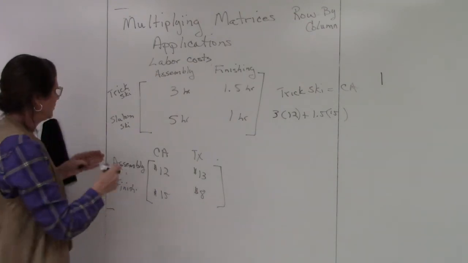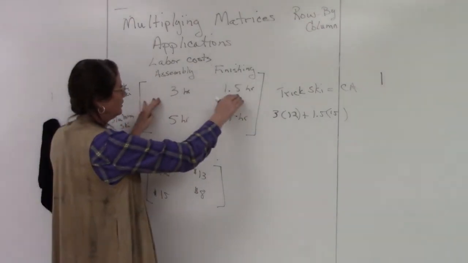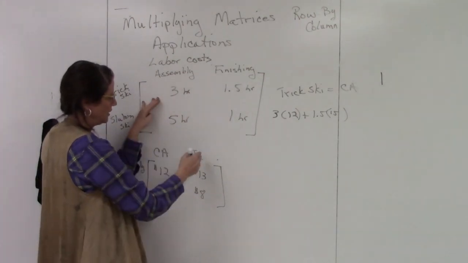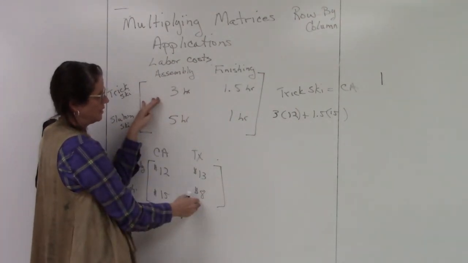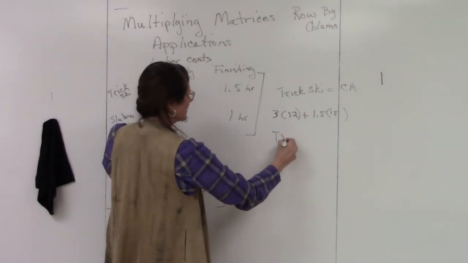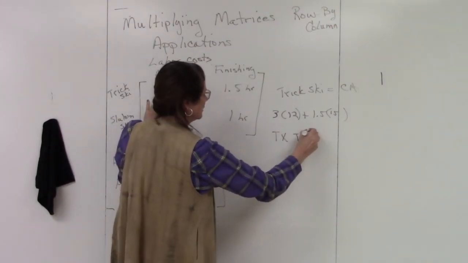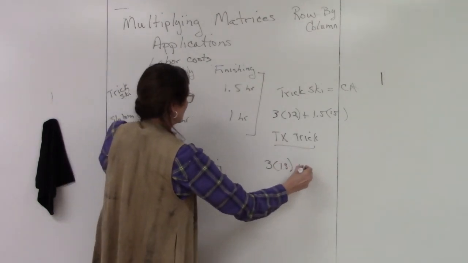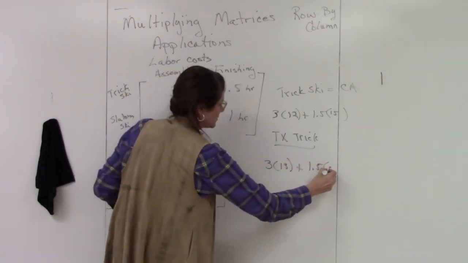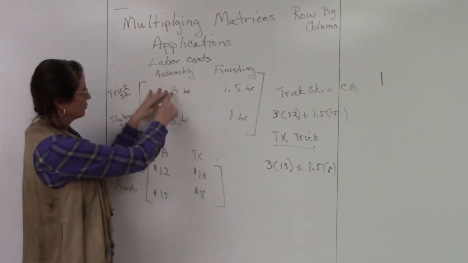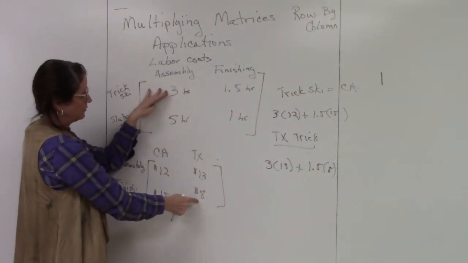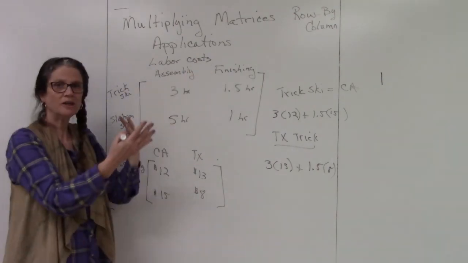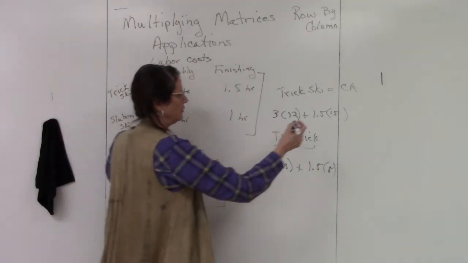Now I want to know how much it is going to cost for a trick ski in Texas. So I'm going to do row 1 times column 2, because row 1 is my trick ski and Texas is my second column. So for a Texas trick ski, I'm going to go 3 times 13 plus 1.5 times 8. Row 1, column 2: 3 times 13 plus 1.5 times 8. And then you calculate it and come up with your answer.